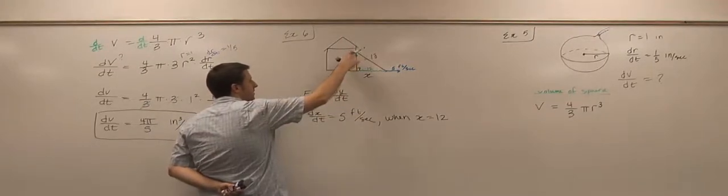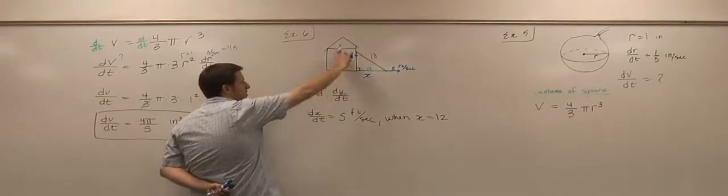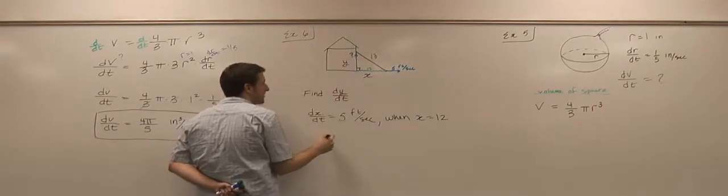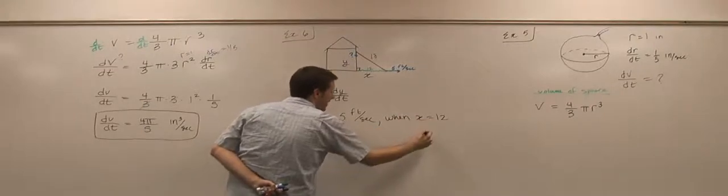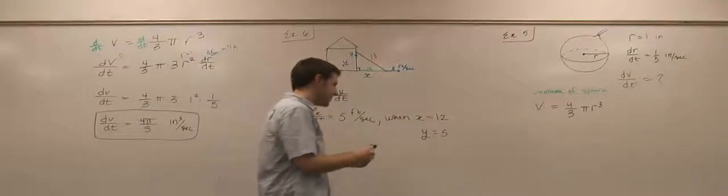And then the only other thing I might need, and we can find it now if you want, is y. I knew somebody wanted to. So when x equals 12, y equals 5. How'd you get that? Pythagorean triple. Yeah, you can use the Pythagorean theorem again.